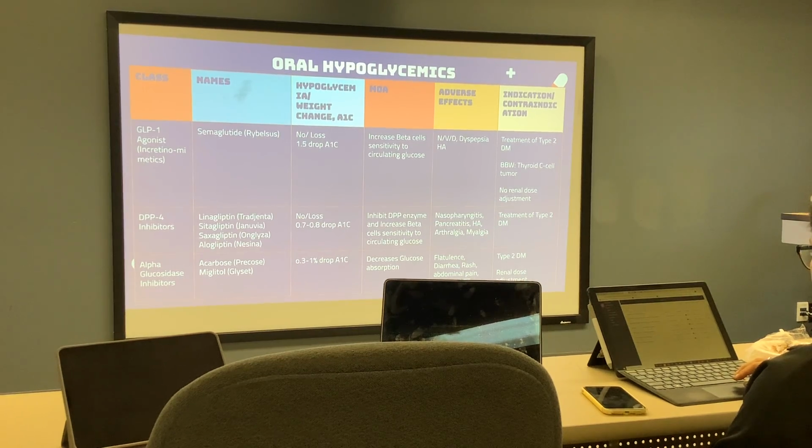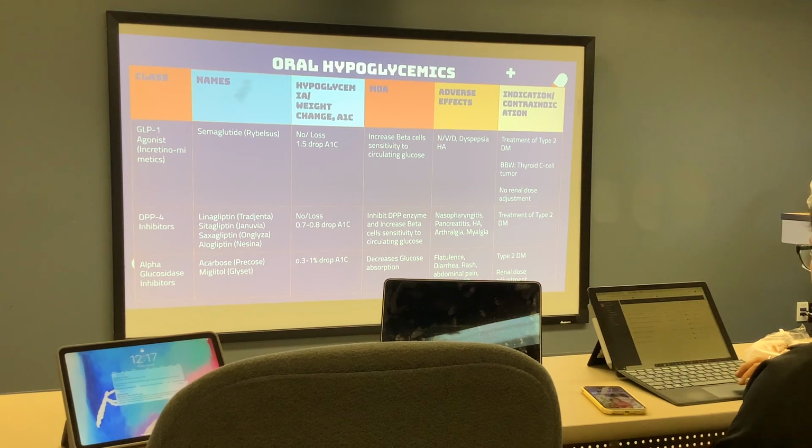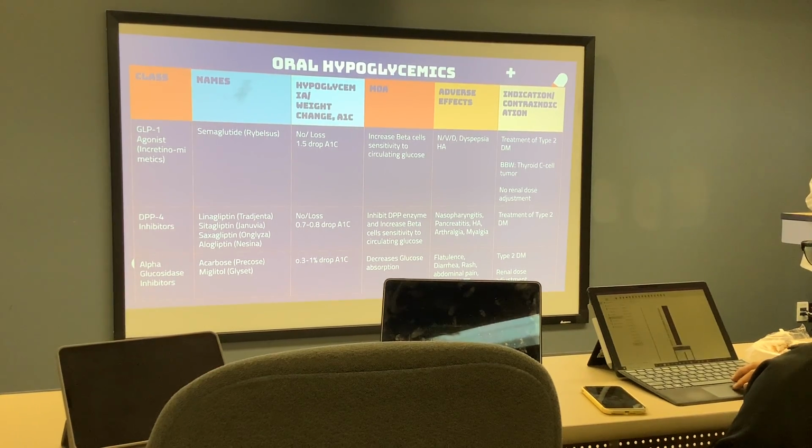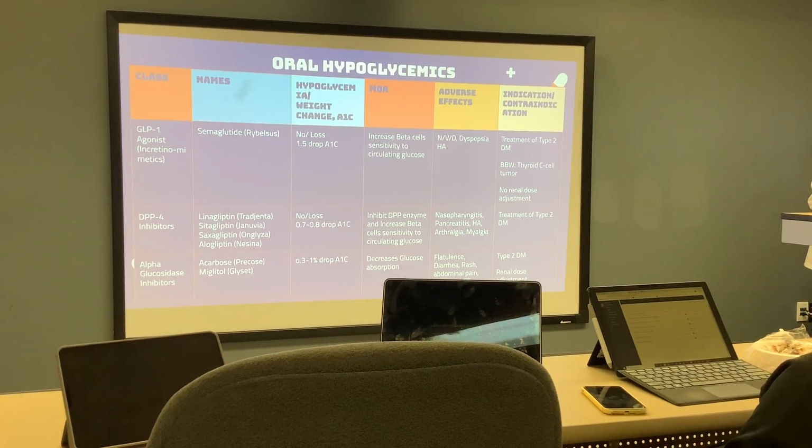Next is GLP-1 agonist. Semaglutide is the only oral one; Rybelsus is the oral medication. It doesn't cause hypoglycemia and it causes weight loss. The mechanism of action is increased beta cell sensitivity to circulating glucose, which means it is a glucose dependent insulin secretion. The general side effects are GI side effects, and the indication is treatment of type 2 diabetes mellitus. The black box warning is thyroid C-cell tumor. This class of medication does not require renal dose adjustment.